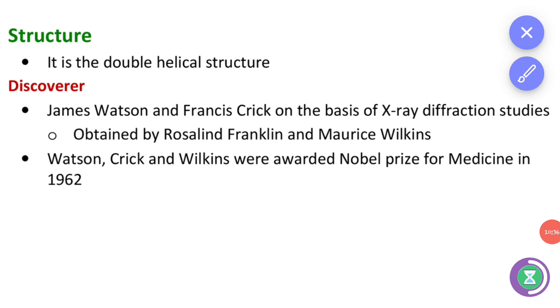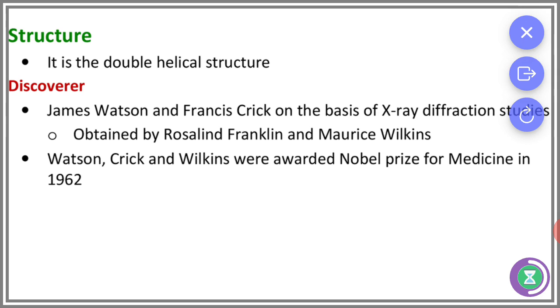Next, structure of DNA. It is a double helical structure, discovered by James Watson and Francis Crick on the basis of X-ray diffraction studies obtained by Rosalind Franklin and Maurice Wilkins. Watson, Crick and Wilkins were awarded the Nobel Prize for Medicine in the year 1962 for their discovery of the structure of DNA.